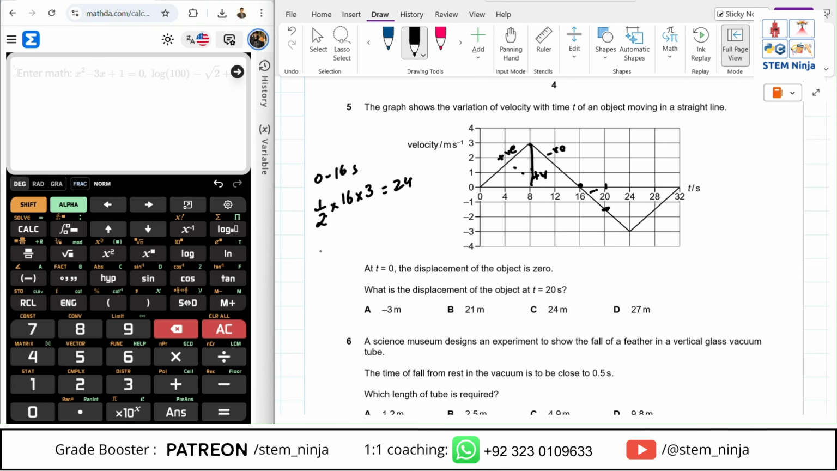Then we have 16 to 20. This is half times 4, and this is 1.5, 3 by 2. So 2 times 1.5 is 3. So net displacement would be actually 24 minus 3, which is 21.